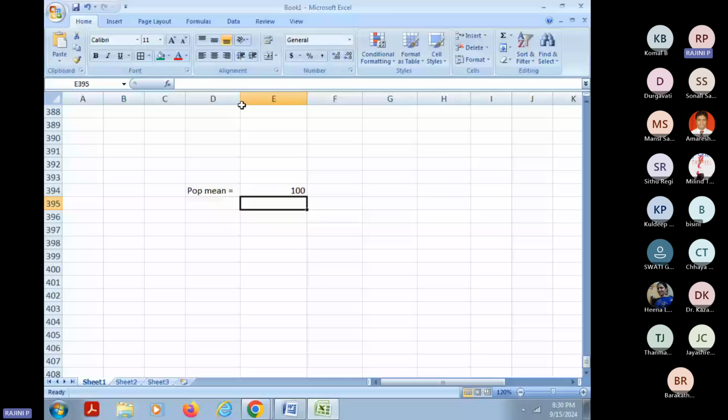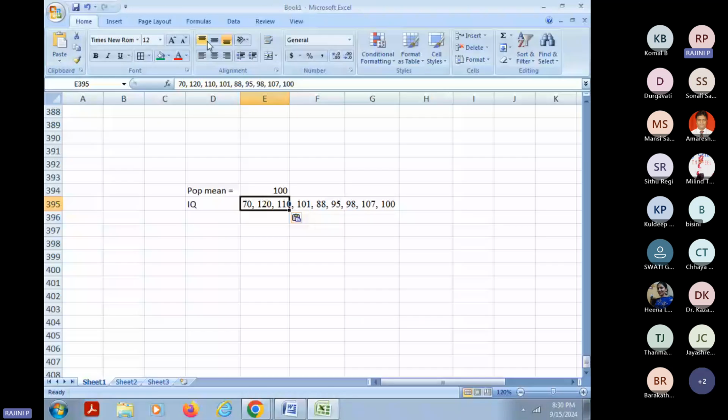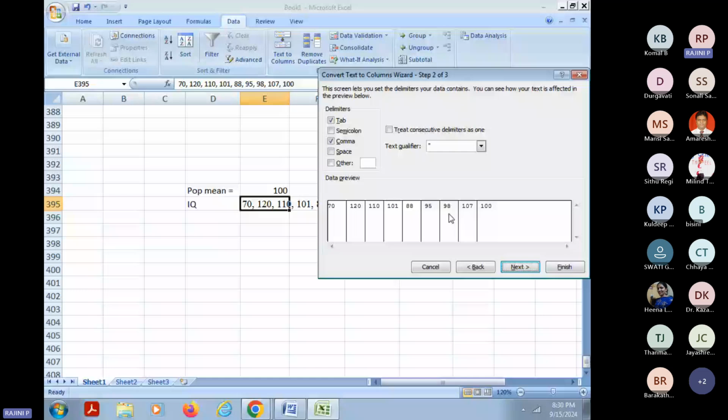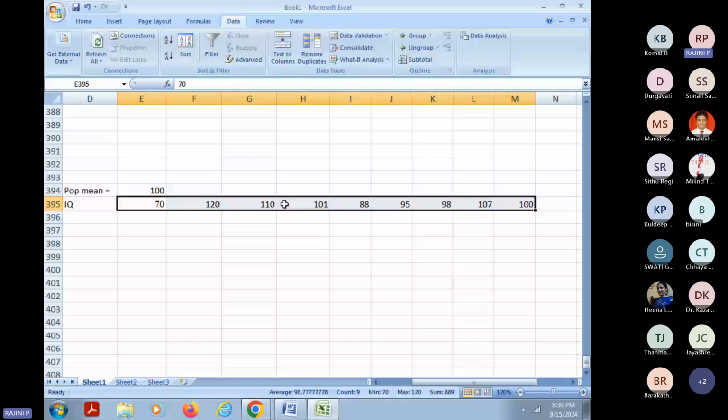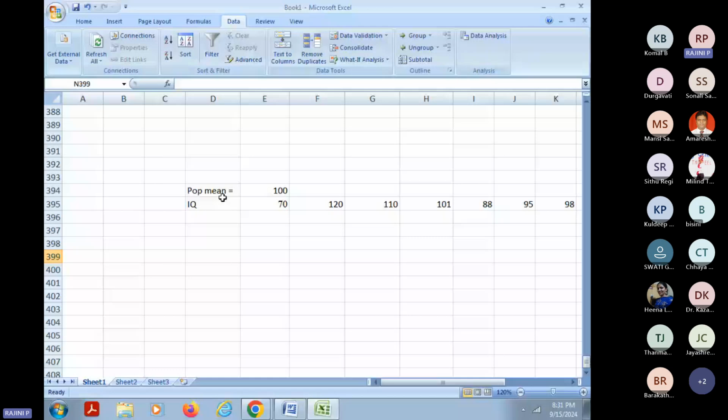And next, they gave data: the IQ of 10 students. Select these values and paste here, and go to Data, Text to Columns, delimiter, then finish, then okay. You got the values. So IQ values you had. Now you just see 3, 6, 9, one more. So the 10 students' IQ values are there. Now what you need to test is whether the population mean is 100 IQ or not.